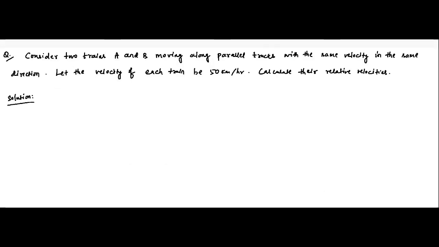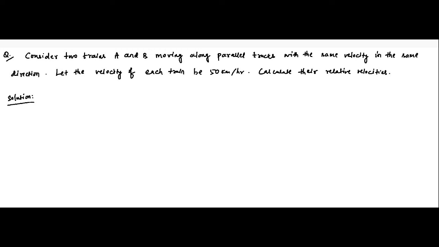So here is another question. It has been given that consider two trains A and B moving along parallel tracks with the same velocity in the same direction. Let the velocity of each train be 50 kilometers per hour. Calculate their relative velocities. It is a very simple and straightforward question, but an important concept here.